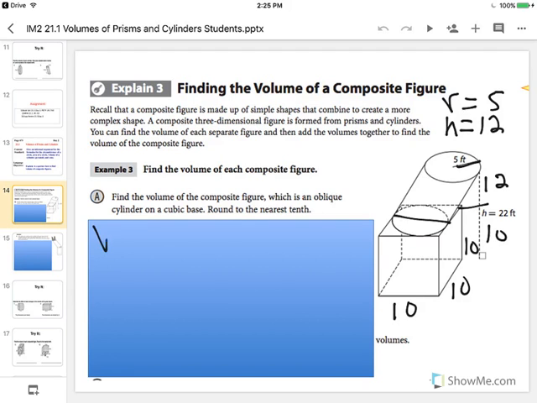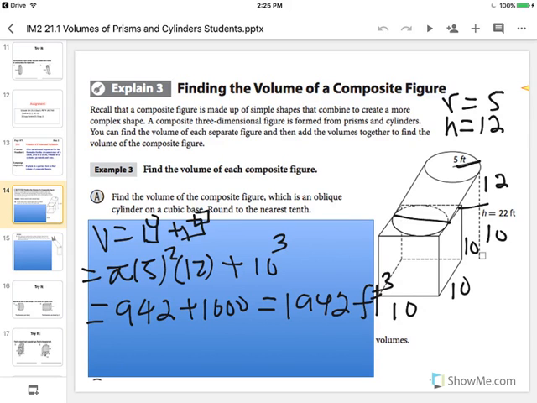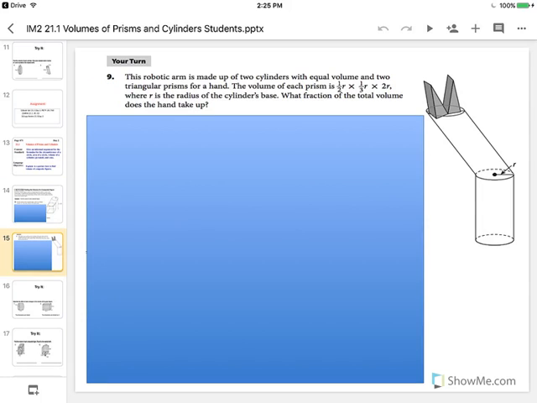The volume is equal to the cylinder plus the cube. So this gives us pi times 5 squared times 12, plus the side to the third power. We change pi to 3.14, so this comes out to 942 plus 1,000. The answer is 1,942, in cubic feet. Let's go on to example 9.